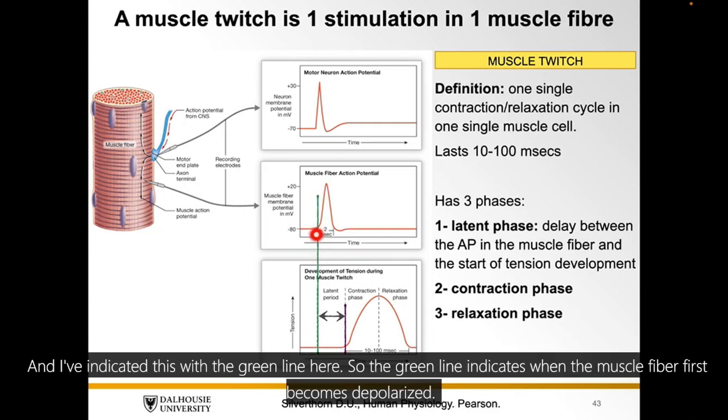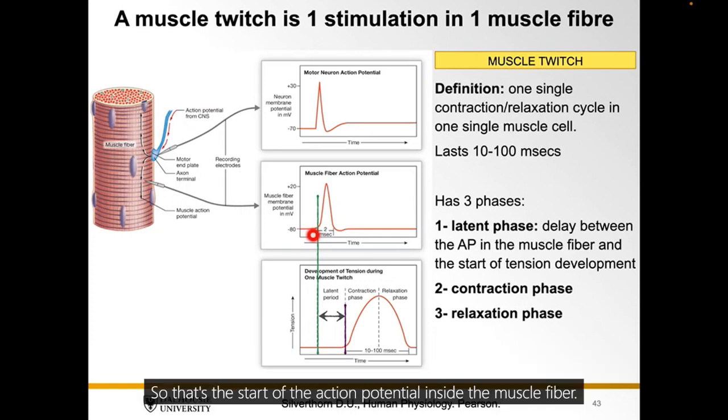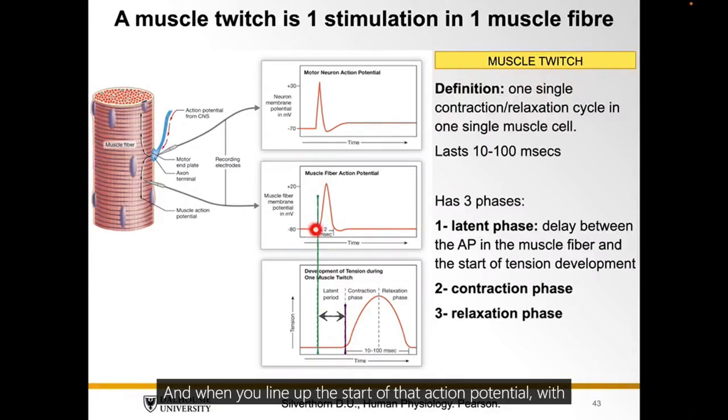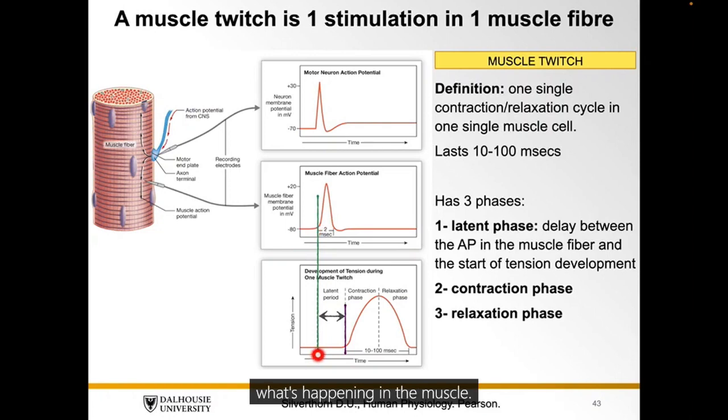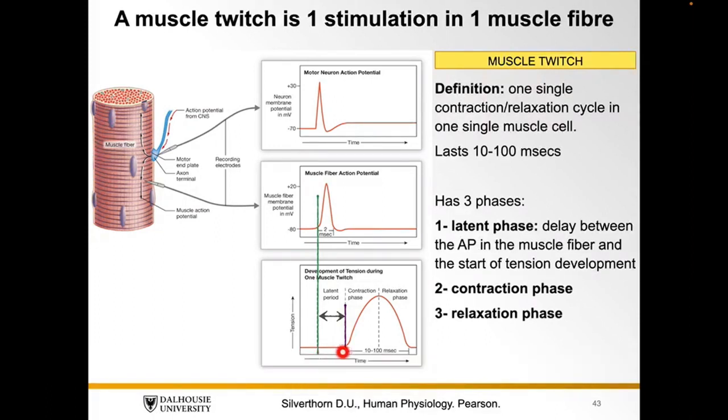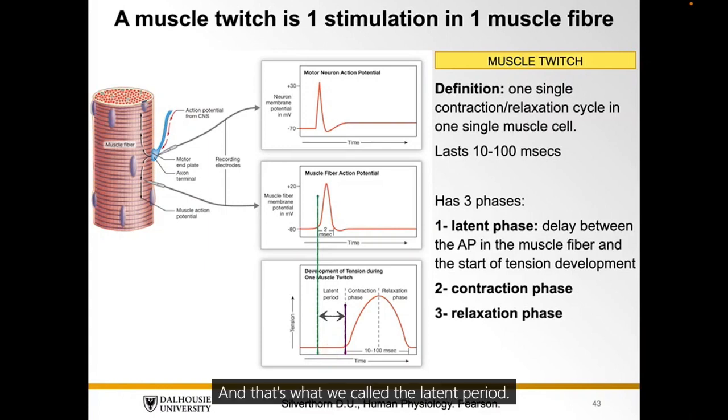The green line indicates when the muscle fiber first becomes depolarized. So that's the start of the action potential inside the muscle fiber. And when you line up the start of that action potential with what's happening in the muscle, you can see that there is a time here, indicated between the green line and the purple line, where no tension is developed. And that's what we call the latent period.